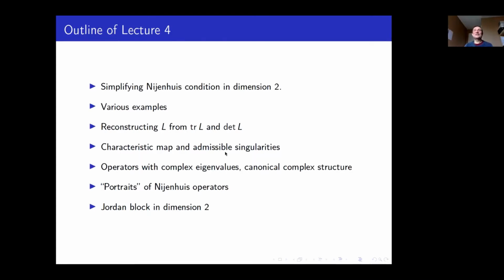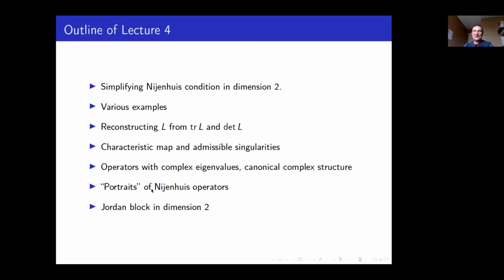Then we will see that this reconstruction leads to a problem of description of a special type of singularities of smooth maps, so-called admissible singularities. We will talk about operators with real eigenvalues, with complex eigenvalues in dimension 2. I will try to draw some kind of portraits of Nijenhuis operators, and then we'll talk about the Jordan block in dimension 2.